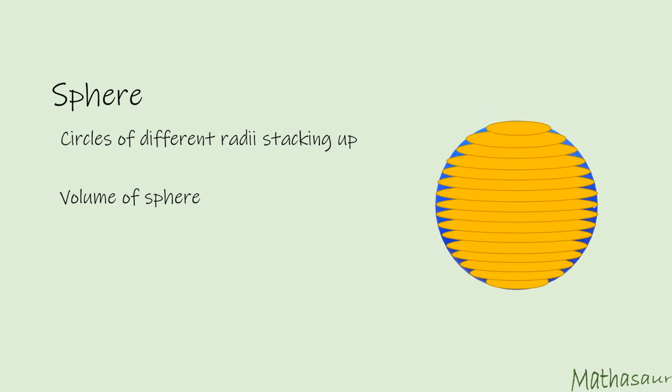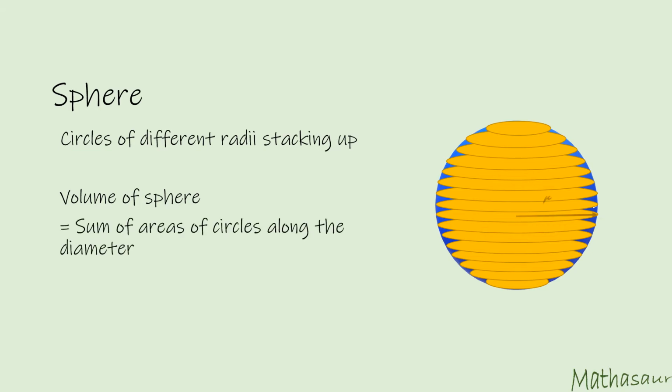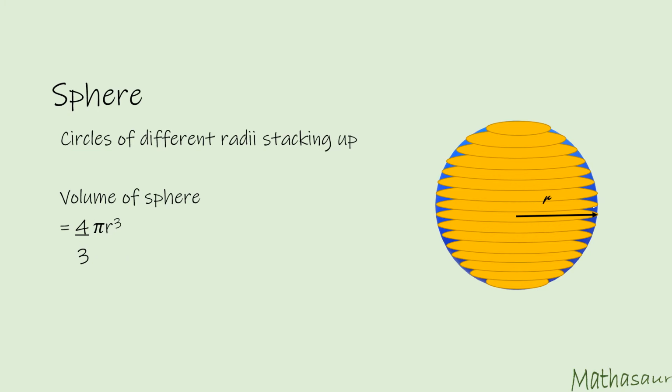If we stack up circles of different radii, we would get the volume of a sphere by adding up the areas of all these circles, which would be 4 upon 3 times pi r cube.